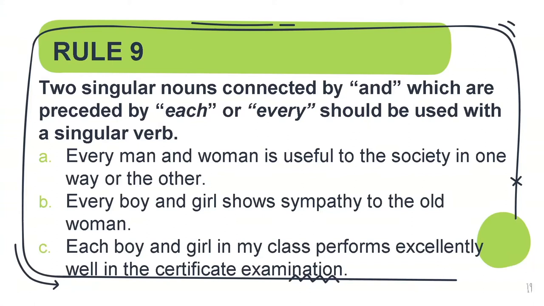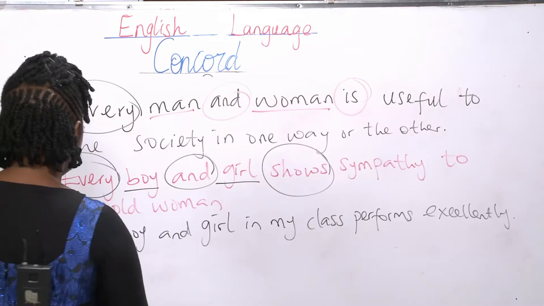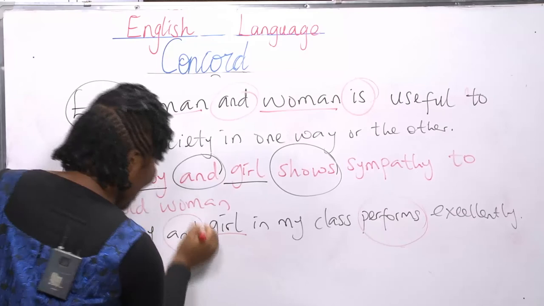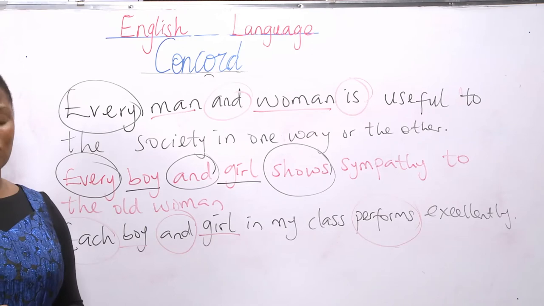Example: each boy and girl in my class performs excellently. Because we have used each here, this has to be a singular verb, despite the use of and to join the two subjects. And finally, let's move on to the last rule for today, and that is rule 10.